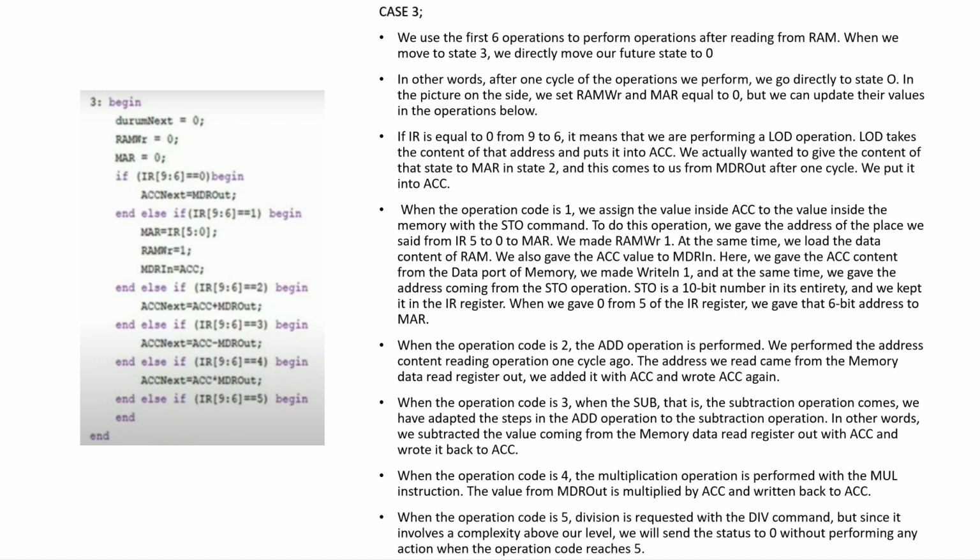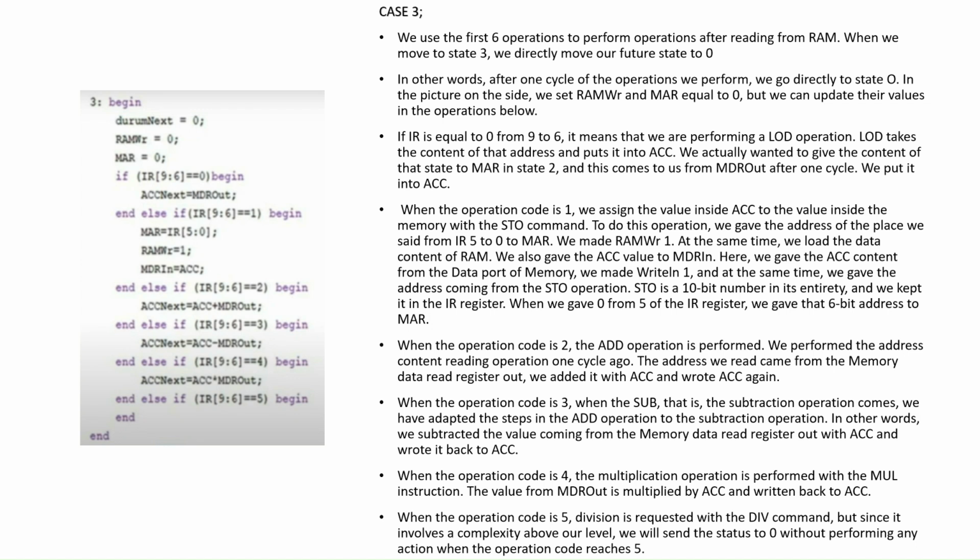When the operation code is 3, that is, when the subtraction operation comes, we have adapted the steps in the add operation to the subtraction operation. In other words, we subtract the value coming from the memory data read register out with ACK and write it back to ACK. When the operation code is 4, the multiplication operation is performed with the MUL instruction. The value from MDR out is multiplied by ACK and written back to ACK.